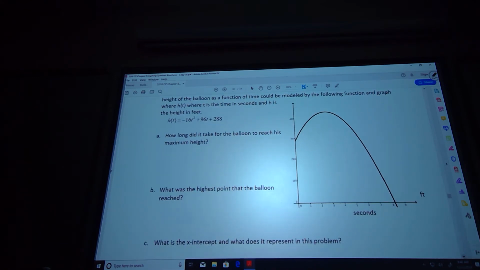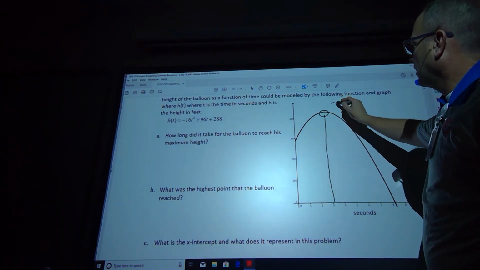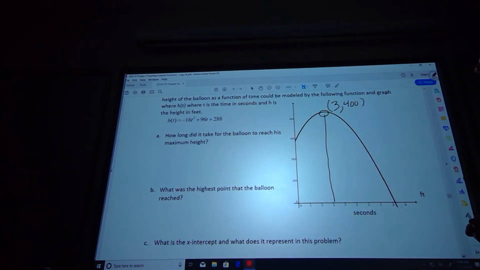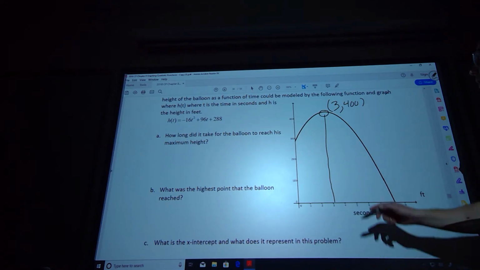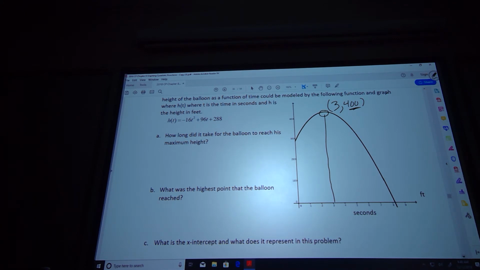Okay, this one talked about a water balloon. How long to get to its maximum height? So if we look right here, it looks like at 3, and at 3 comma 400 is my vertex. We probably could have plugged that in as well. I'm just speculating off of this. I guess we could graph it on the graphing calculator. What's the highest point reached? I'd say 400 if this is truly 3 comma 400. And the x-intercept right here looks like about 8.1. Of course, you do it on your calculator. Might be different, but that's when the balloon would hit the ground.